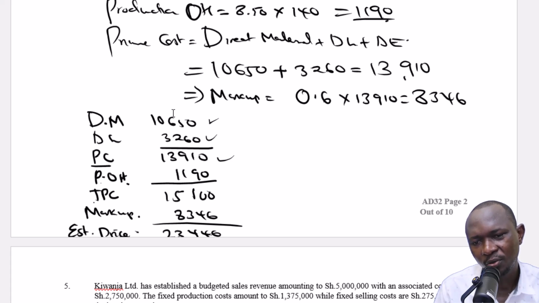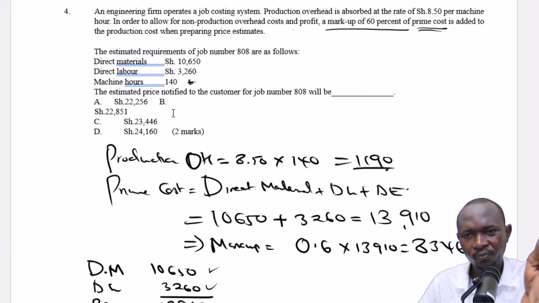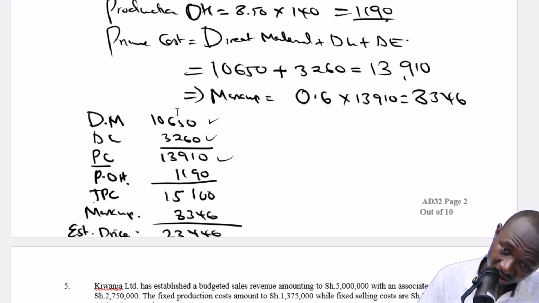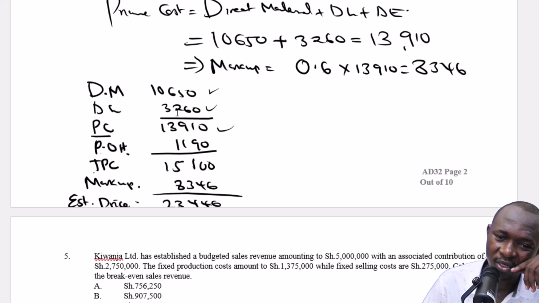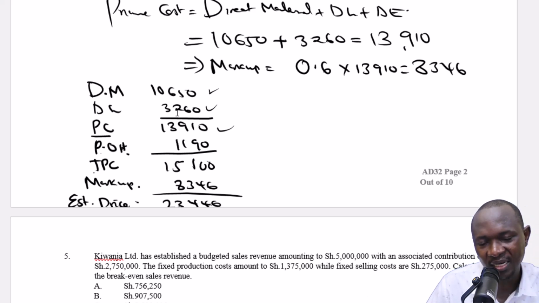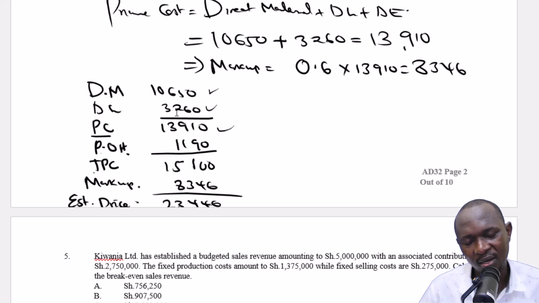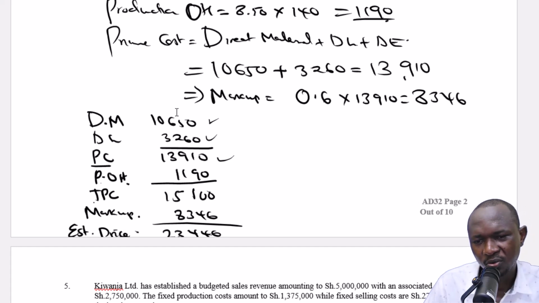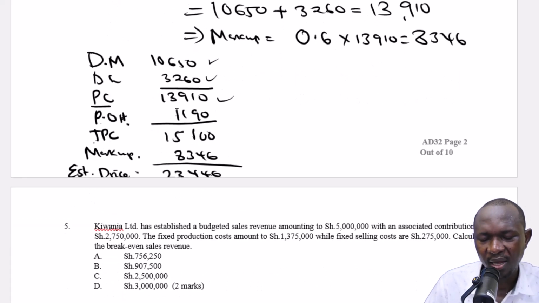When you add production overhead, which we've been given in the question as 8.5 per machine hour, and how many machine hours were used, you simply multiply the two and get the production overhead. When you add production overhead to the prime cost, you get what we call total production cost, and then add the markup, that is the profit, to stand in as profit and other possible costs. Then we'll have an estimated price.